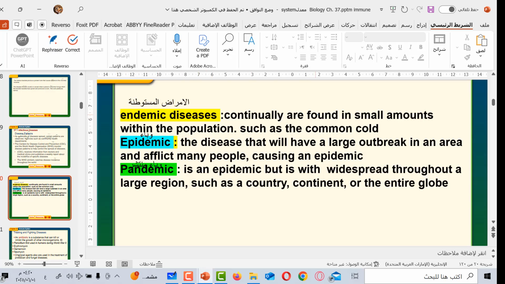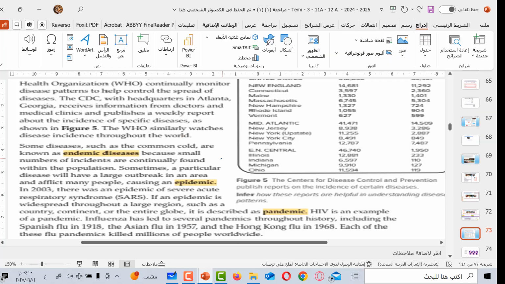Endemic is continuously found in small amounts within the population, such as a common cold. Epidemic, the disease that will have a large outbreak in an area and afflict many people, causing an epidemic. Pandemic is an epidemic, but it has spread through a large region, such as a country, continent, or globally. Okay, this is what this part of the pages covers.